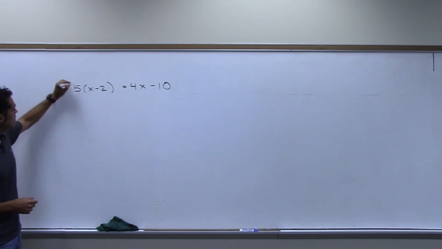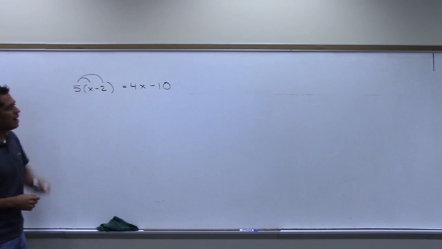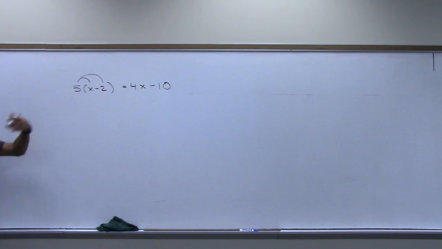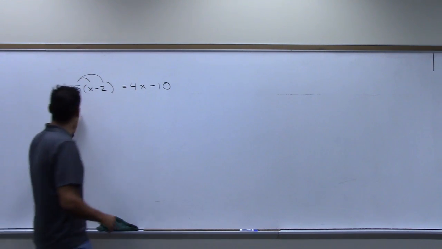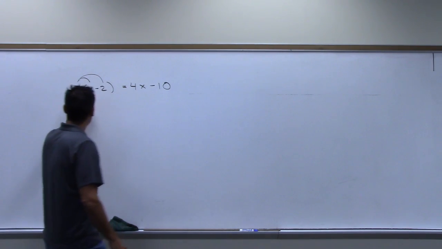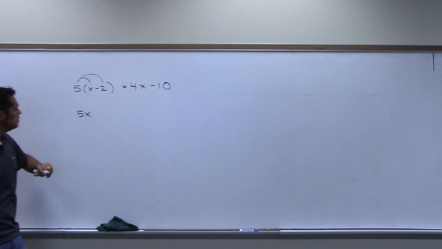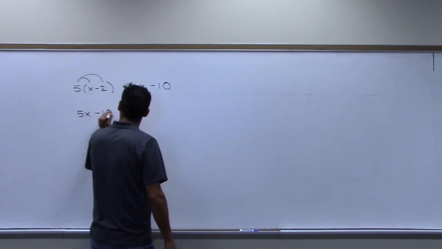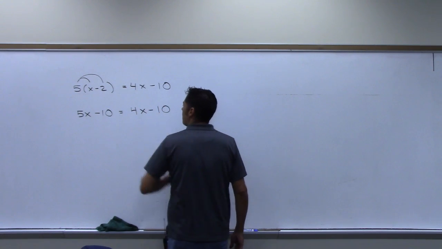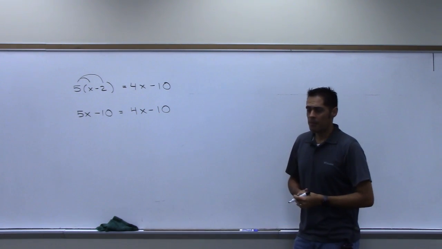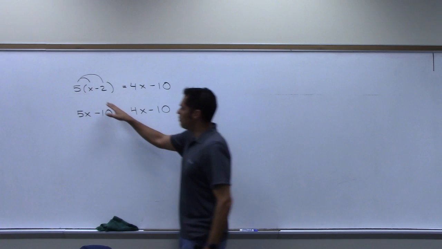The only way to do that is to distribute that 5 through, which is really multiplying the 5 through the parentheses. So what is 5 times x? 5x, right? And then what is 5 times negative 2? Negative 10. Equals, and then on the right side, there's nothing I need to do, right? 4x minus 10 is 4x minus 10. We've freed the x from the parentheses.